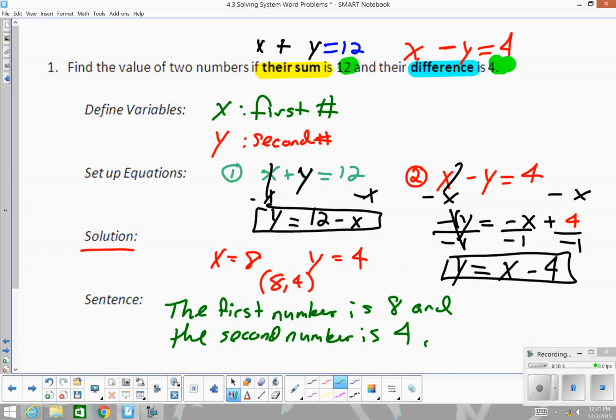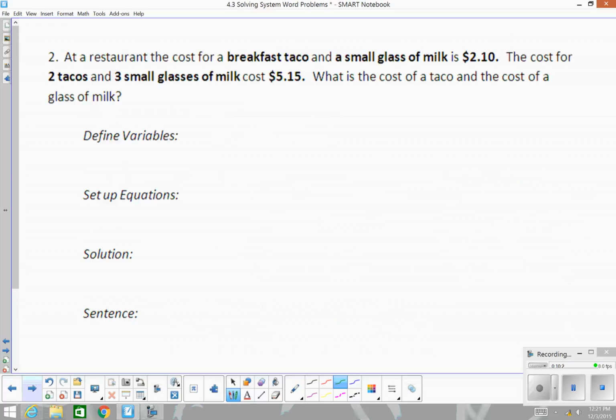Okay? Awesome. All right, let's try one more example. And then the third one is going to be a challenging problem, but you should be okay with it. All right, so now we're talking about a restaurant. Now, at a restaurant, the cost for a breakfast taco and a small glass of milk is $2.10. The cost for two tacos and 3 small glasses of milk costs $5.15. What is the cost of a taco, and what is the cost of a glass of milk?